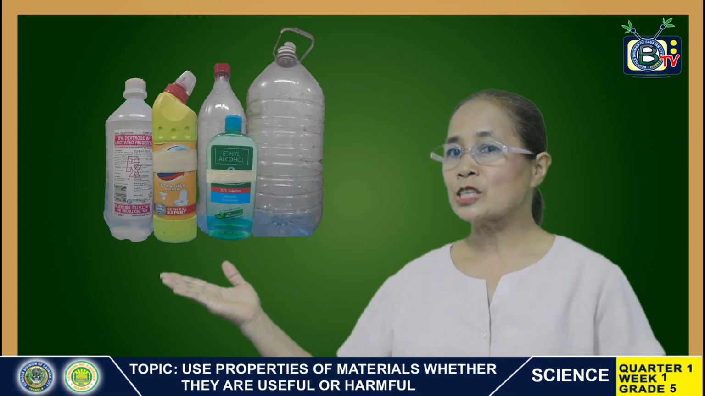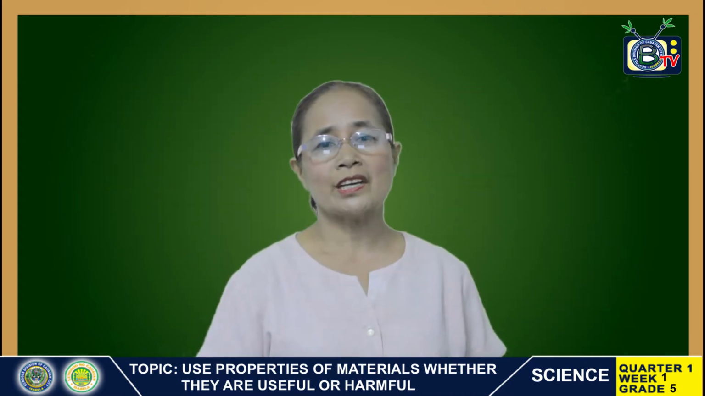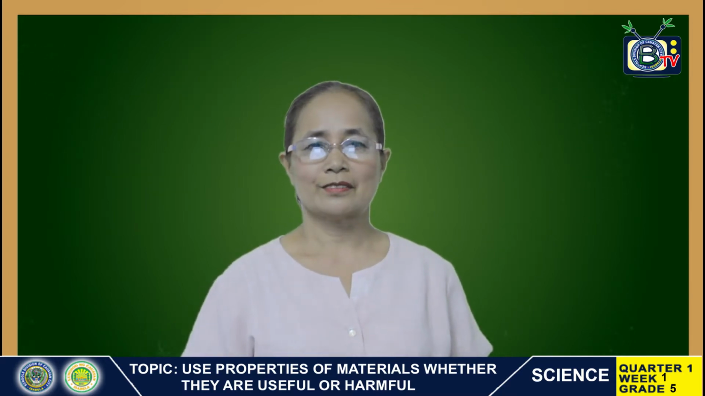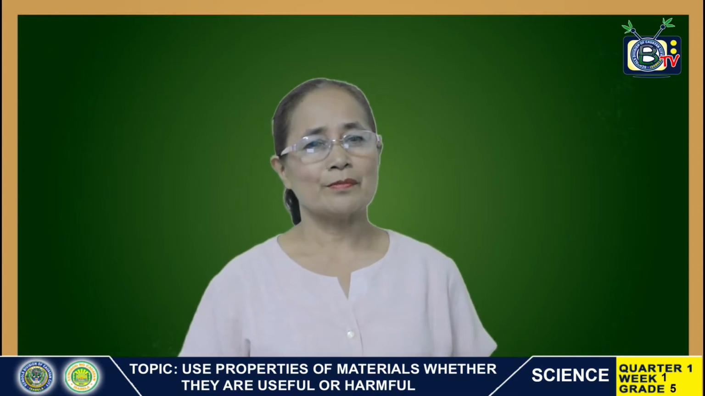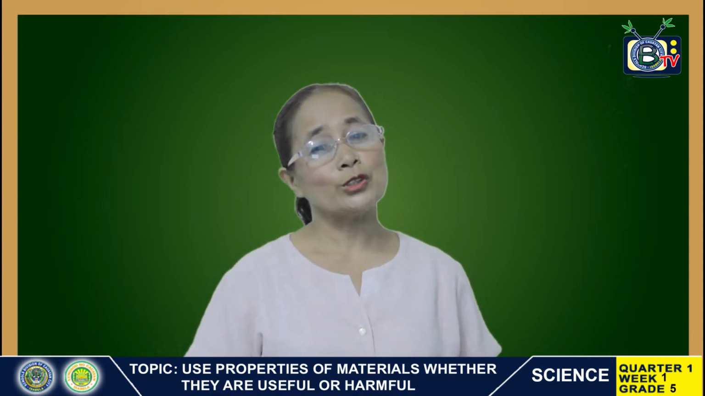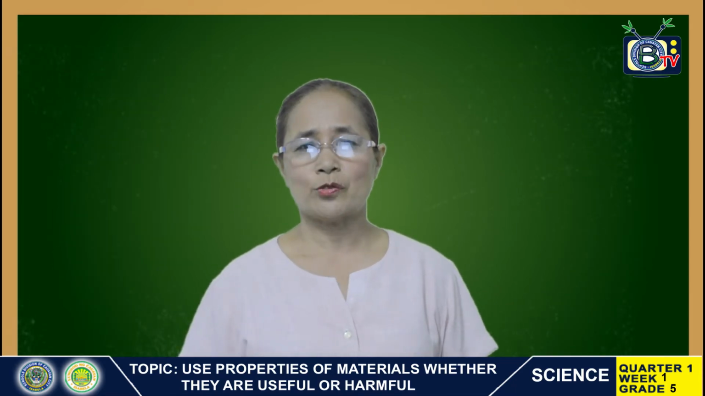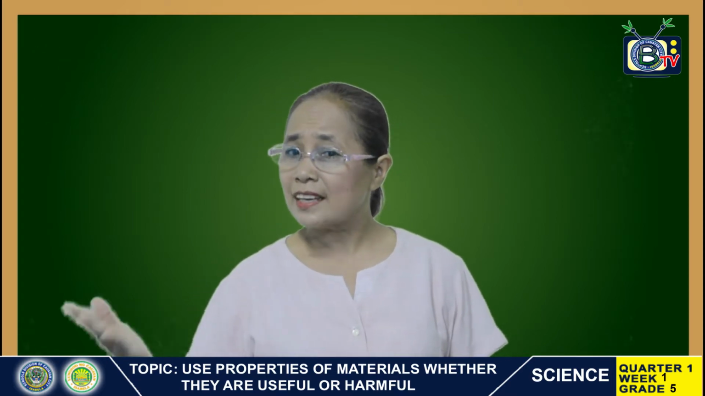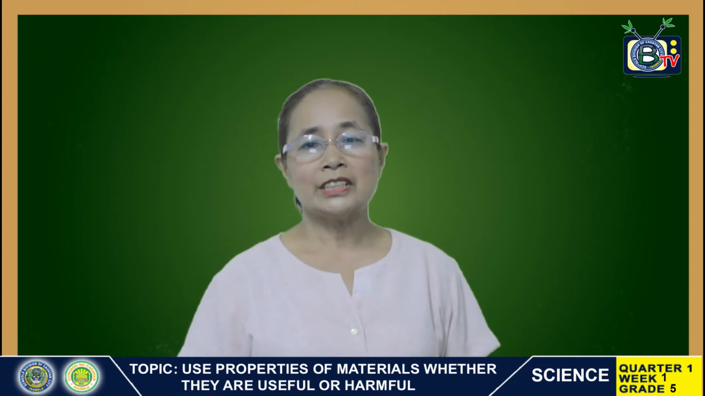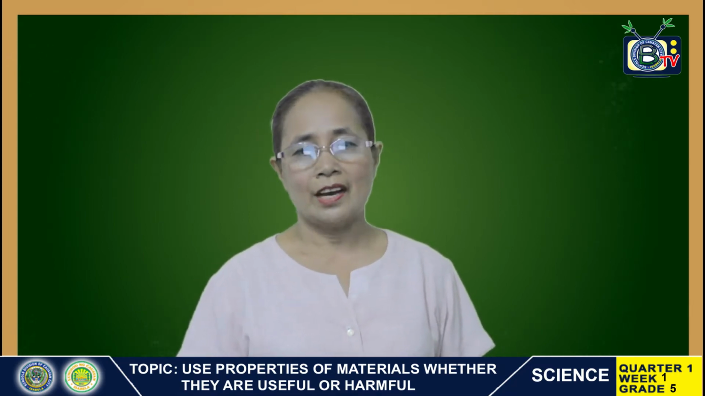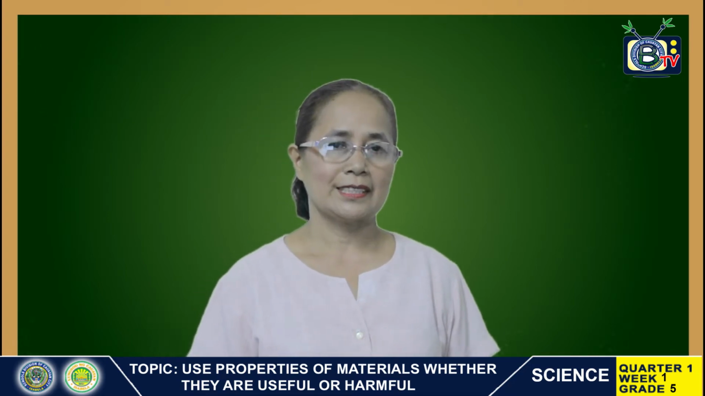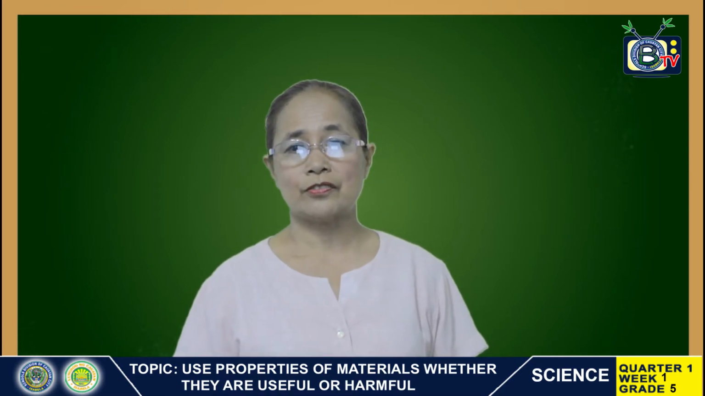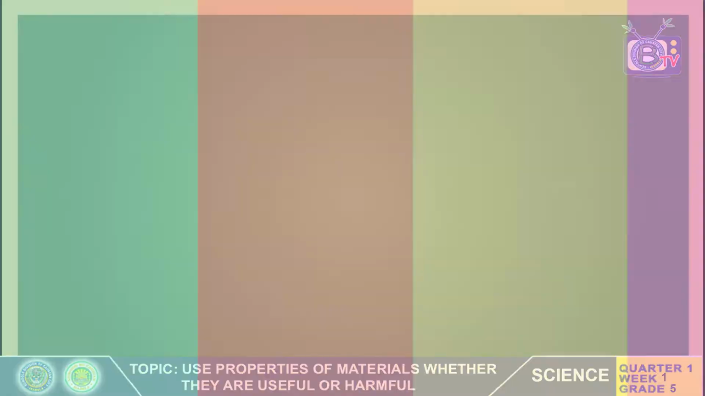Not all these materials we see around us are useful, especially if they are already considered waste. What shall we do to these waste materials? We dispose of them? Yes, but we should classify them into useful and harmful to minimize waste. Properties are the characteristics of matter that make them distinct from one another. The properties of matter can be classified as physical and chemical properties. It is important to know the properties of matter and how to distinguish useful from harmful.